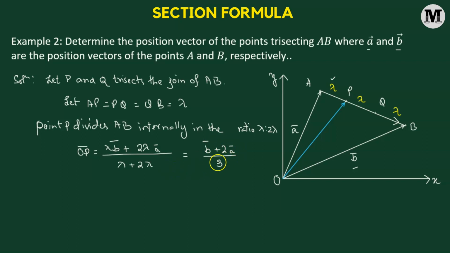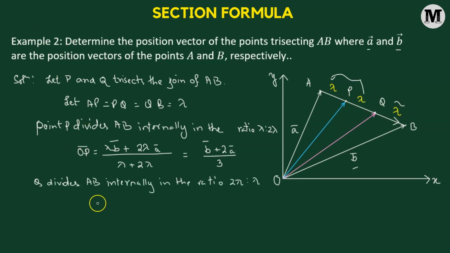So that means that is the position vector OP, which divides AB in the ratio lambda is to 2 lambda. Now let's join point O and Q to get the position vector OQ. This time Q is going to divide AB internally in the ratio 2 lambda is to lambda, which means we can define the OQ vector as well.